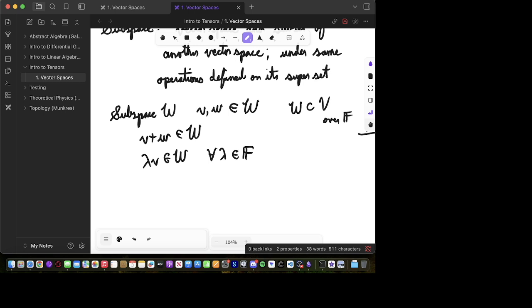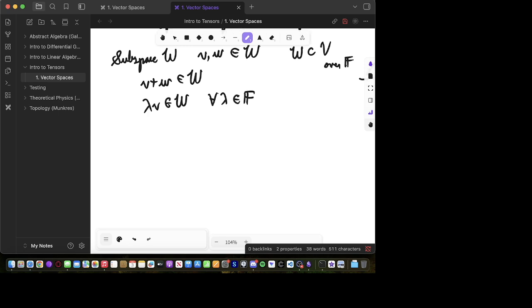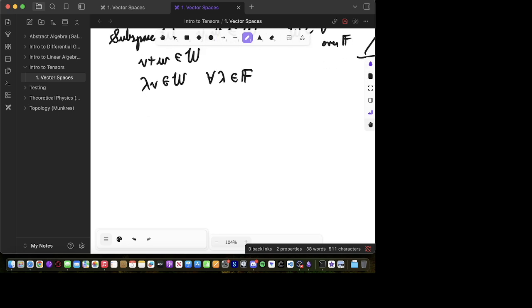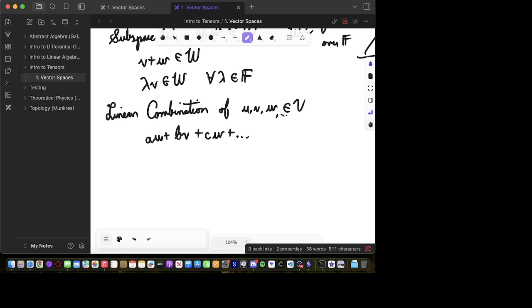Let's talk a little bit about some other aspects of linear algebra. So we have something called a linear combination. If we have a linear combination of some vectors u, v, w, etc. in V, it's simply an expression a times u plus b times v plus c times w plus dot dot dot, where a, b, and c are scalars in a field.